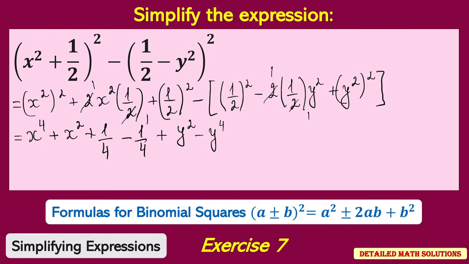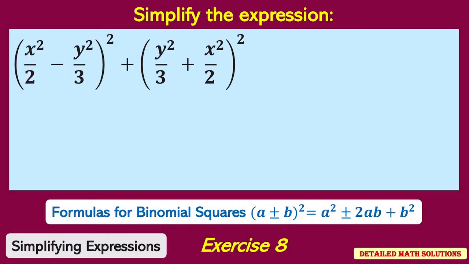Next, I need to add all like terms. Like or similar terms are the ones that have the same literal parts or are numbers. For this expression, 1/4 and −1/4 are like terms, and when I add them, they equal 0. Therefore, they cancel out. There are no other like terms. Therefore, this expression equals x to the 4th power − y to the 4th power + x² + y². This expression can't be simplified further and is the final answer for this exercise.